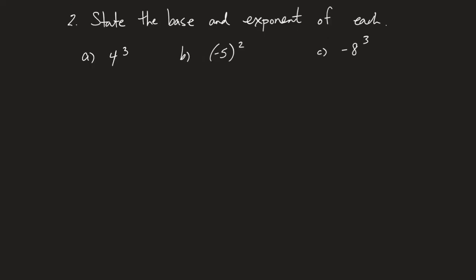Now take a look at problem 2. State the base and the exponent of each. Let's take a look at the 3 problems that you have. All you need to do is draw an arrow if you want to identify that this is the base. We can label those as B, and this is the exponent. We can label that as E. So I'd like you to give all 3 of these a shot. Pause the video now.